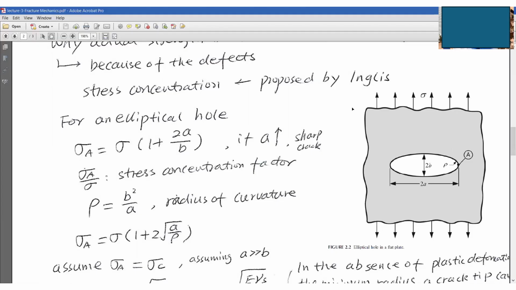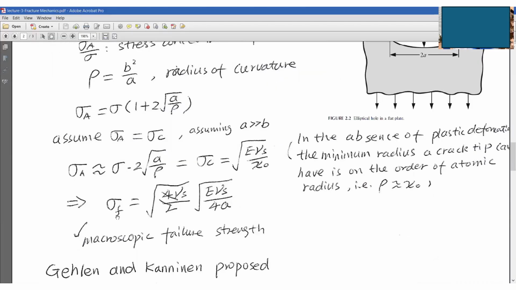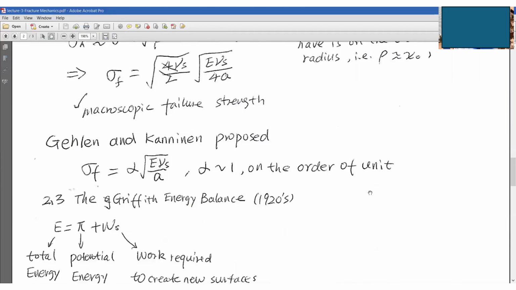Here is the example. Professor Inglis gave us the theoretical derivation of how to calculate this sigma F. You can see this sigma F is lower than sigma C, because a is much larger than x0. Questions?